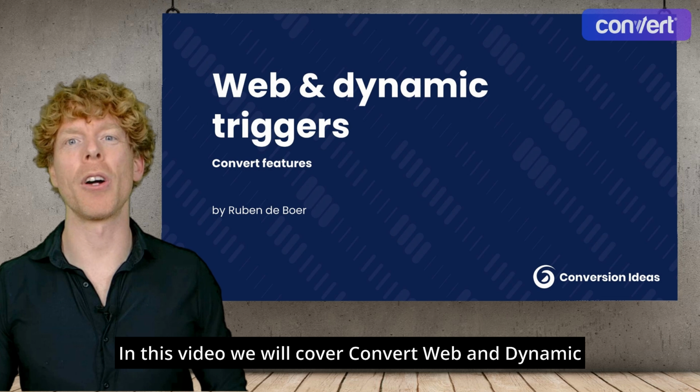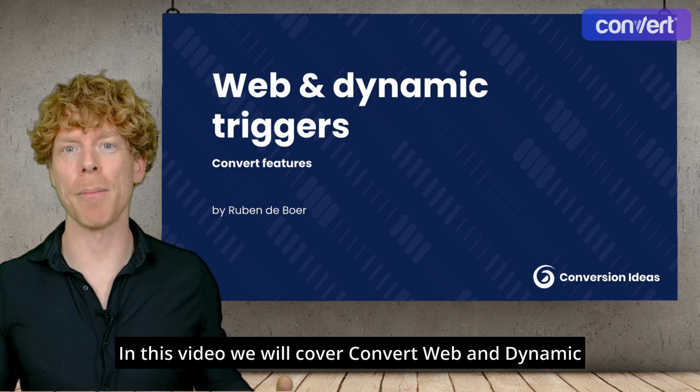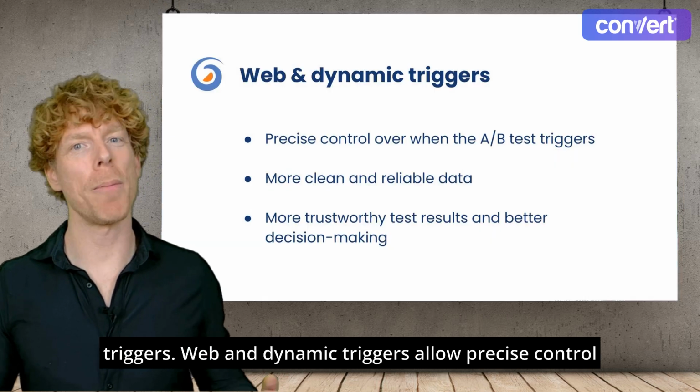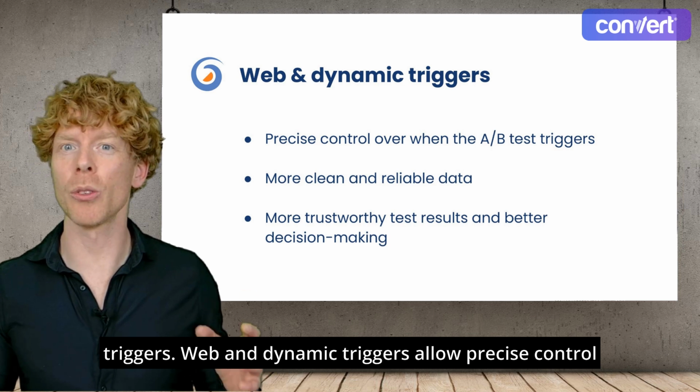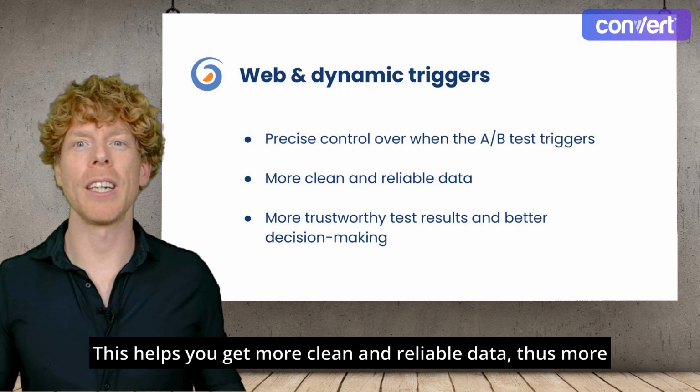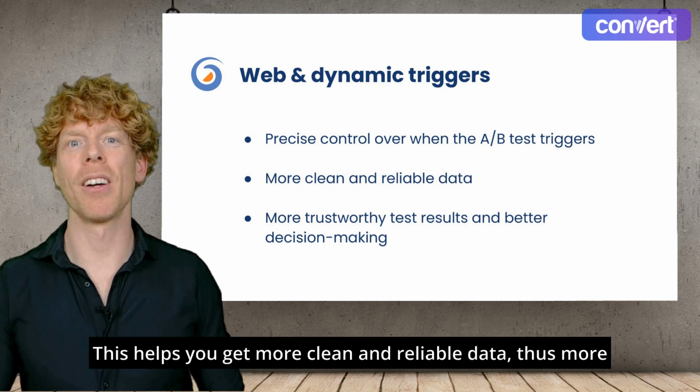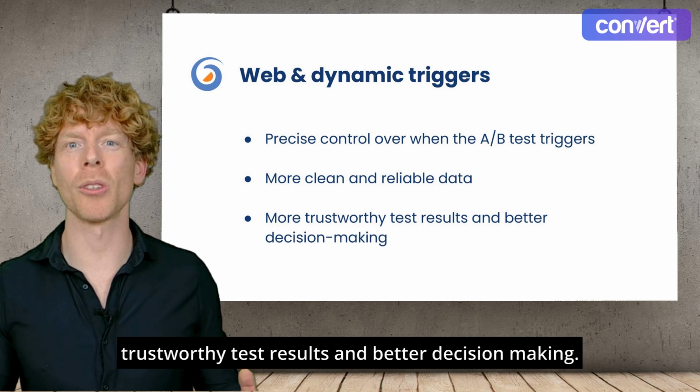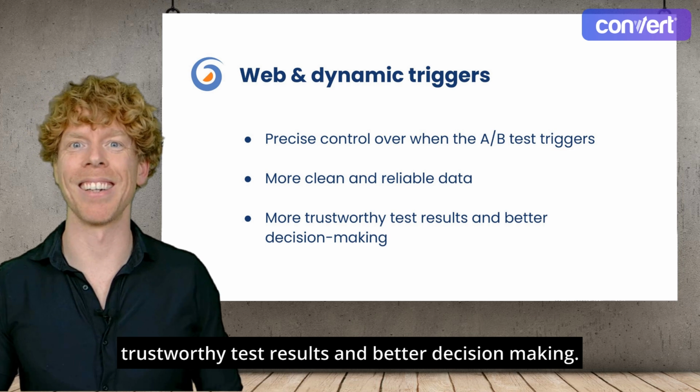In this video, we will cover Convert's web and dynamic triggers. Web and dynamic triggers allow precise control over when the A/B test triggers. This helps you get cleaner and more reliable data, thus more trustworthy test results and better decision making.